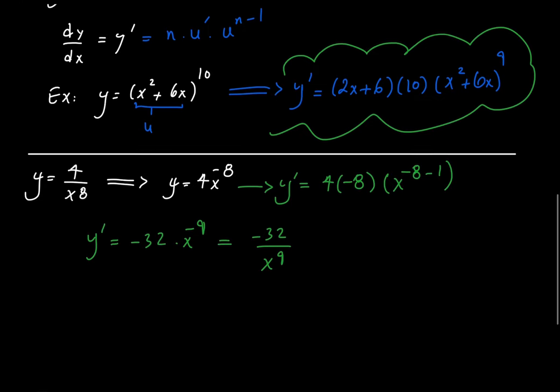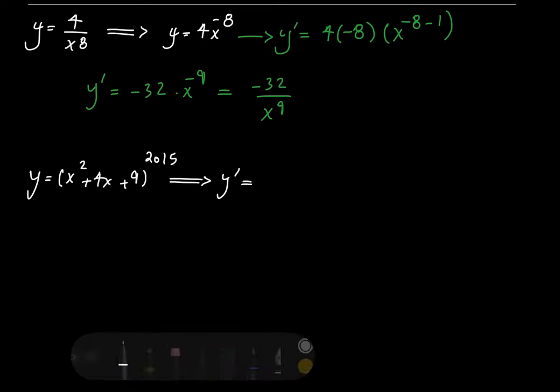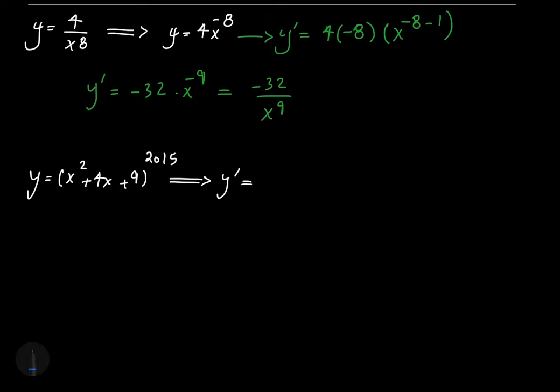Let's go ahead and take a look at another example. Let's say you're supposed to take the derivative of y equals (x squared plus 4x plus 9) raised to the power of 2015. So in order to take the derivative of this function, you have to use rule number 5. So y prime in this scenario is going to be the formula, I'm going to rewrite it one more time: u prime times n times u to the power of n minus 1.